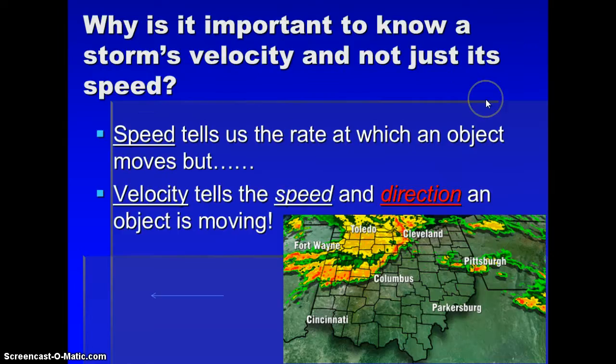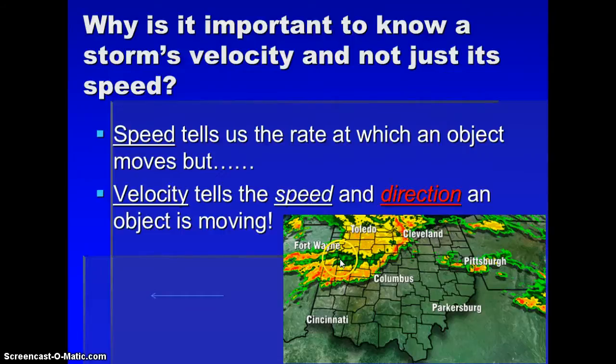All right, so why do we care? Why do we need to know velocity? Well, it's important to know a storm's velocity and not just its speed, because speed tells us how fast it's going, but velocity tells us the speed and the direction it's moving.